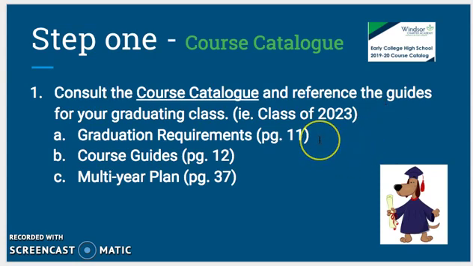You want to remind yourself of our graduation requirements. Remember, that is our end game. Okay, our end goal is graduation. So it's a really good idea to always be checking what your progress is towards graduation and making sure that you are taking the correct courses for the next year. And then we have things like course guides and multi-year plan, and both of those charts are designed to help you know exactly what you should take the next school year, depending on the grade you're going into. So consult the course catalog, step 1.